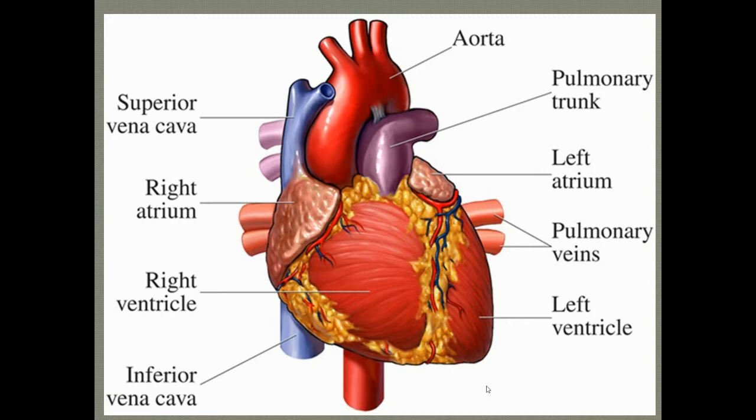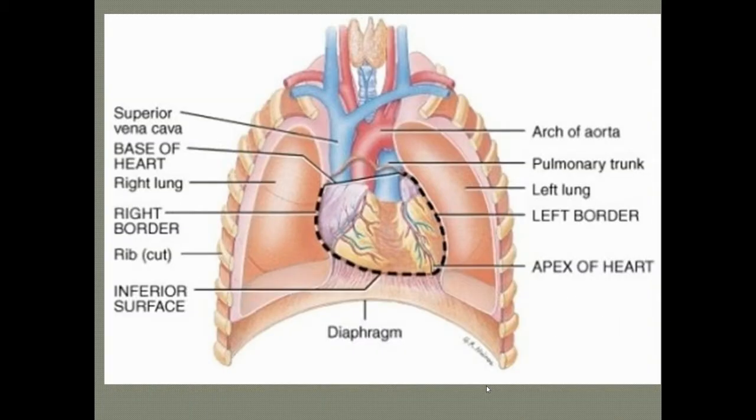So you can see in this picture a conical shape and their base, from where the great blood vessels take origin. And this is the mediastinum, that is the space in between the right and left lung, in which the heart is situated.